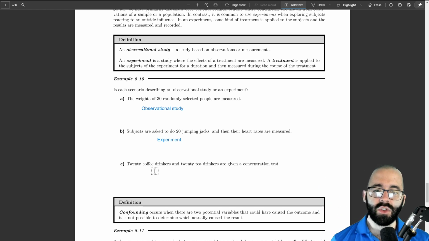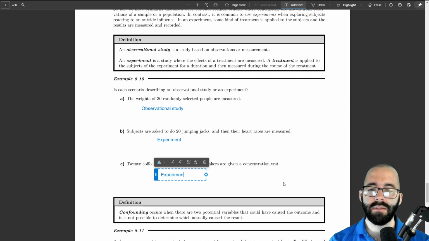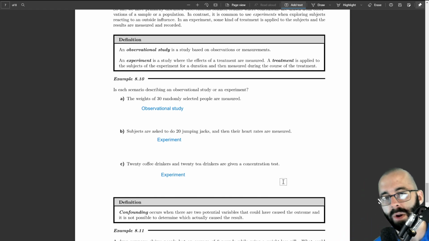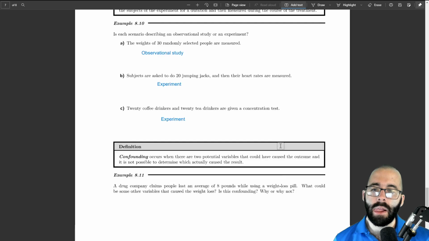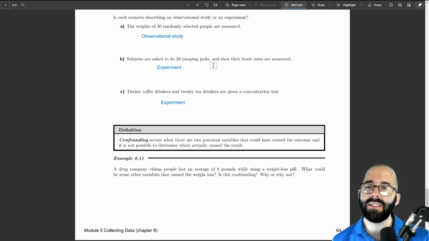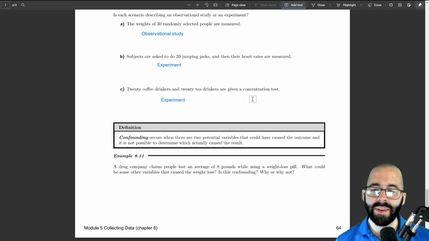20 coffee drinkers and 20 tea drinkers are given a concentration test. Observational study, experiment? We'll say this is an experiment, okay? So there's a lot of missing details on these ones. These are less important than the ones that are going to be on the next page.